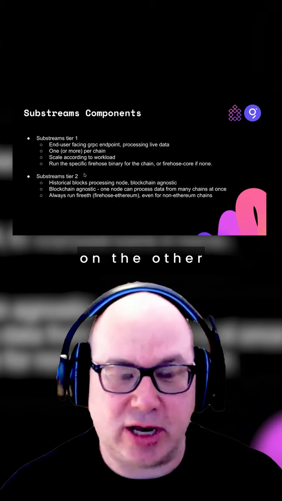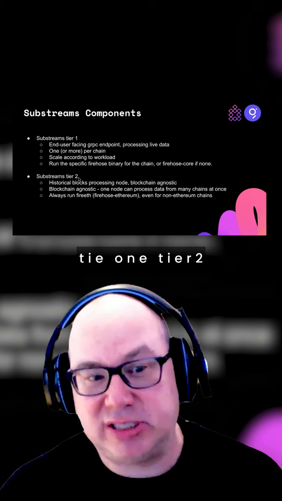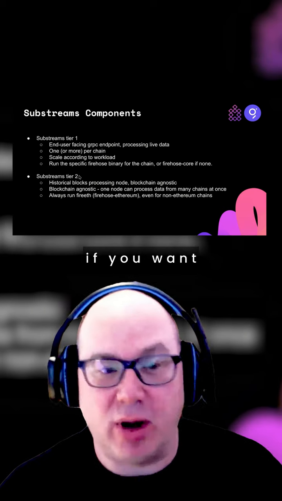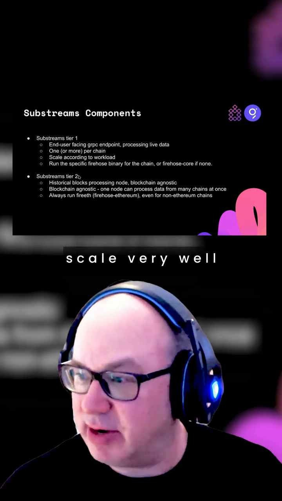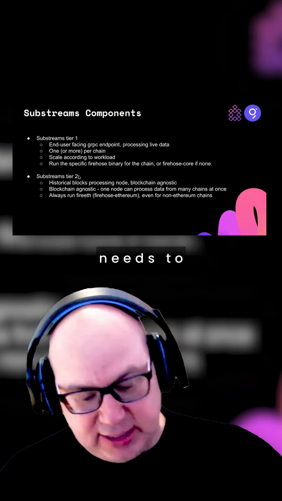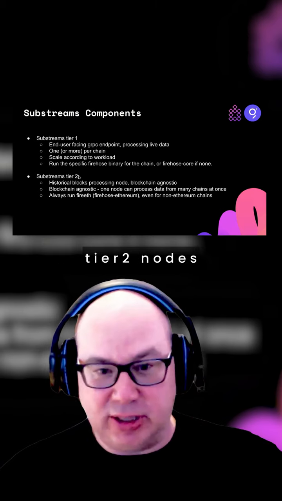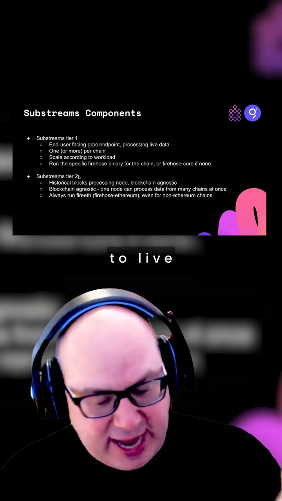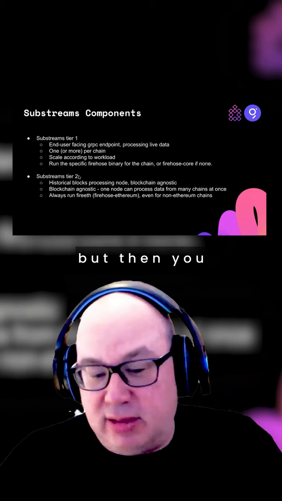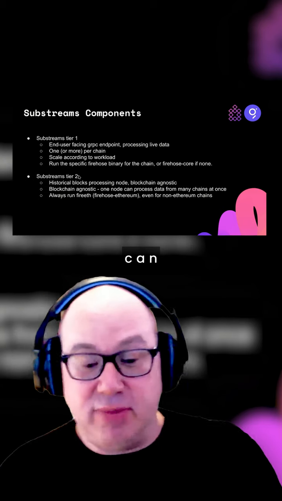Substreams tier 2, on the other hand, is very different. You can run it like Substreams tier 1, and you can tie one tier 2 node to each tier 1 if you want. However, that doesn't scale very well because of the load that Substreams needs to process. At one point, you have a new subgraph on Ethereum, so it needs a bunch of tier 2 nodes to quickly process that. That catches up to live, and then those tier 2 nodes are kind of sitting there going, nothing to do, right? But then you start syncing a subgraph for BSC. Now those tier 2 nodes can be busy again.